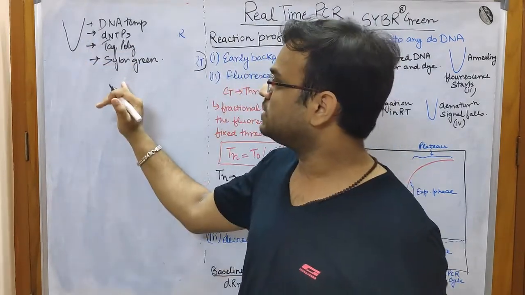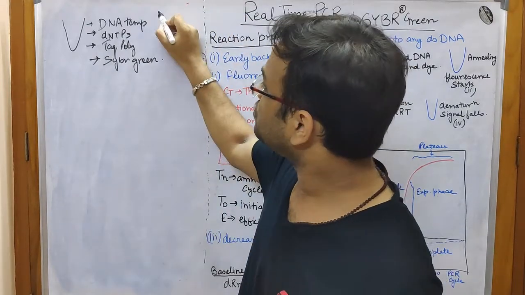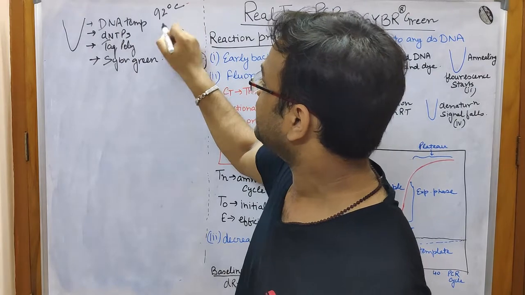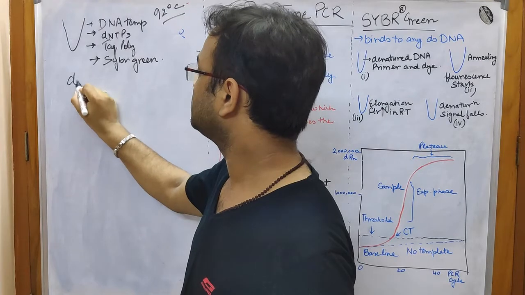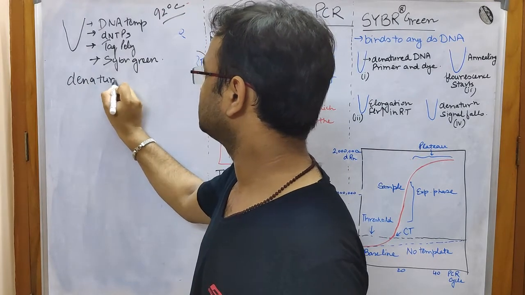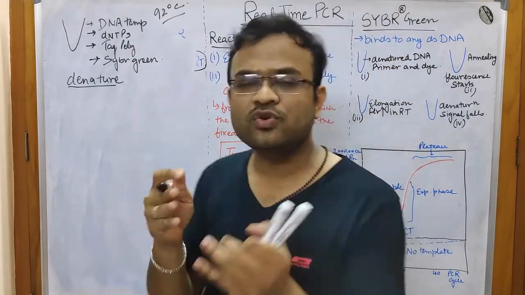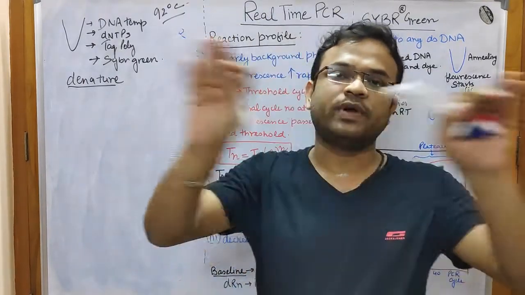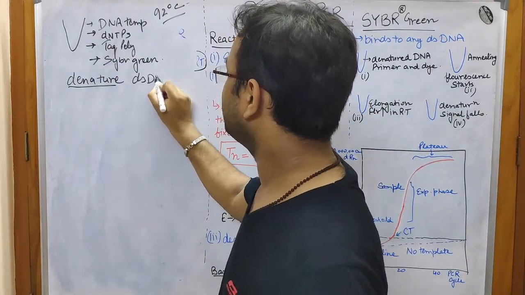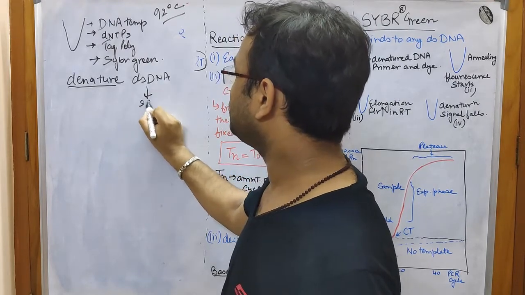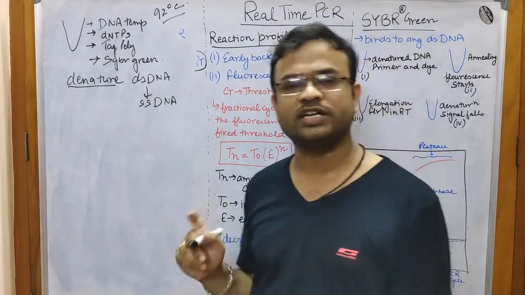Once the PCR starts, as the reaction proceeds, you reach around 92 degrees centigrade. What will happen is the DNA would denature, and I have already said what denaturation means. The hydrogen bonding between the 2 strands would break. When the hydrogen bonding breaks, what will happen? The double-stranded DNA would convert into single-stranded DNA.